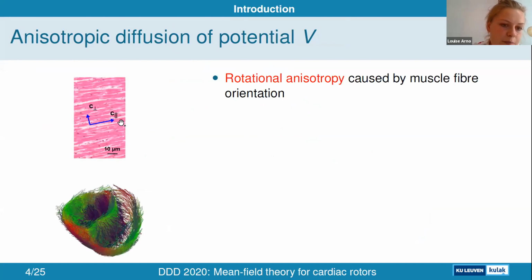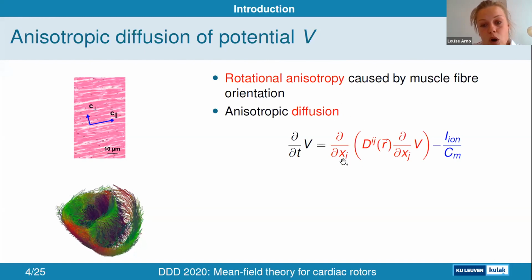And for this, we have to look at the myocytes again, which over here are depicted in pink. And by looking at them, we see that they are more strongly coupled in one direction, which we call the fiber direction, than they are in the perpendicular ones. And this stronger connection causes the transmembrane potential to move faster in the fiber direction than in the perpendicular ones. And this uneven spread of the transmembrane potential we call rotational anisotropy. And this is captured in the diffusion term of the reaction-diffusion equations.